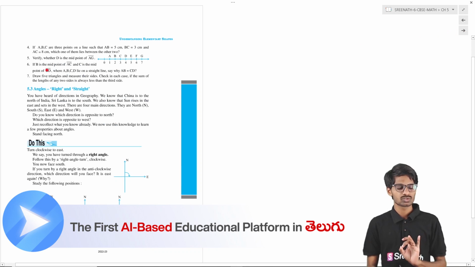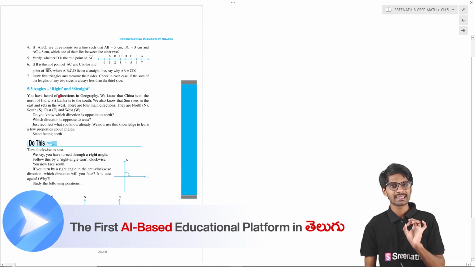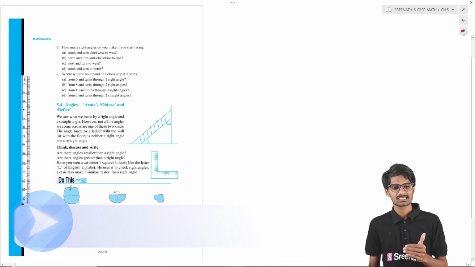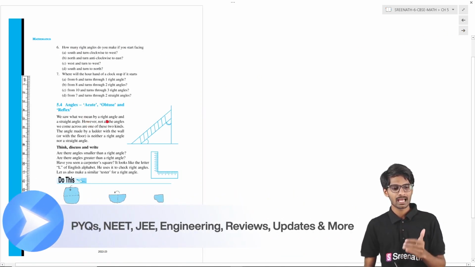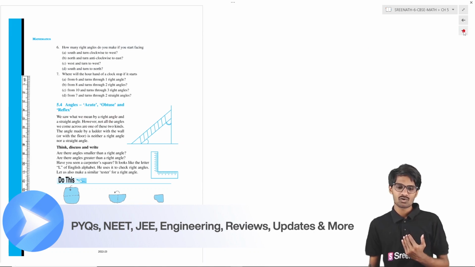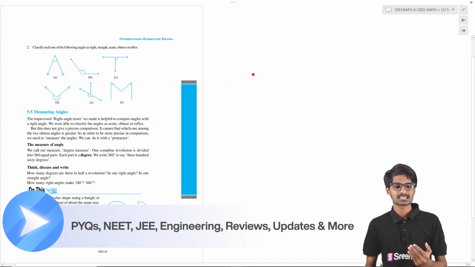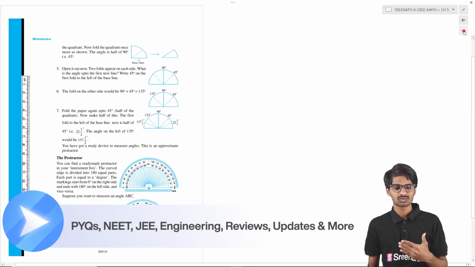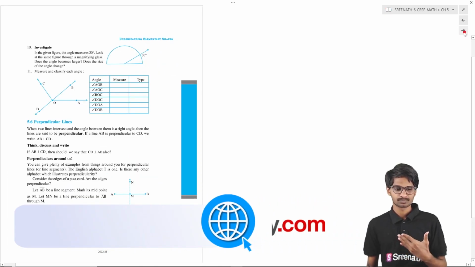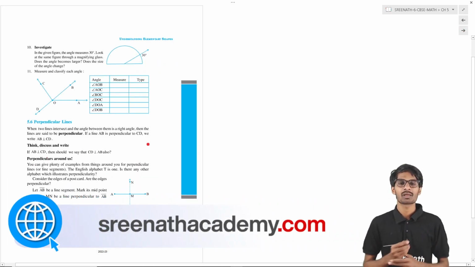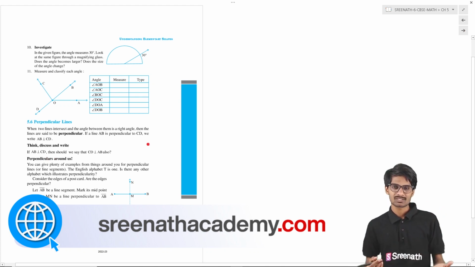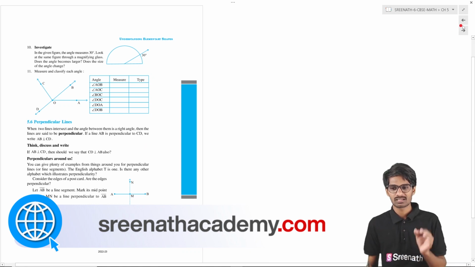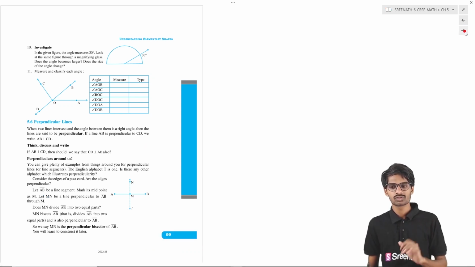After that we are going to discuss angles, right angles and straight angles. And after that we will discuss acute angles, obtuse angles and reflex angles. Then we will discuss measuring angles, how we will measure angles. After that we are going to discuss perpendicular lines: what perpendicular lines are, and what conditions two lines must satisfy to be perpendicular.